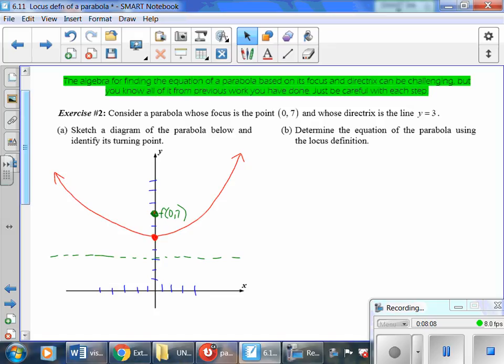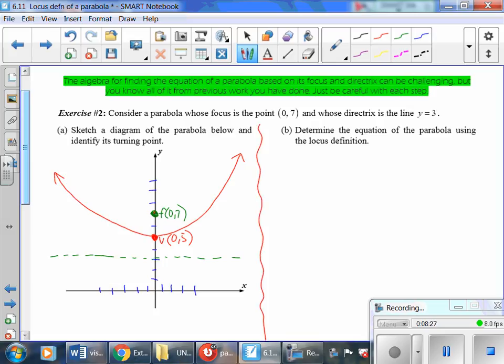We didn't identify the turning point. We should do that the same way we did the focus. So the vertex is 1, 2, 3, 4, 5, so 0, 5. Now it says determine the equation of the parabola using the locus definition. Now, the locus definition basically says that the distance from any point to the directrix has to be the same as the distance from the focus to that point.